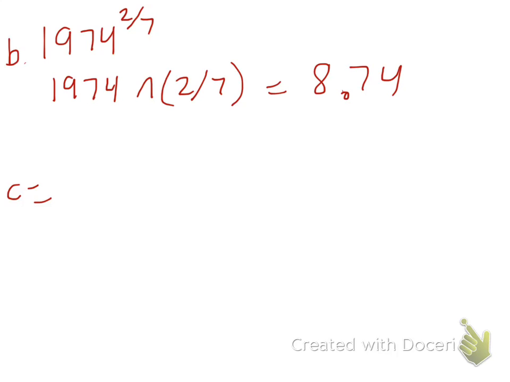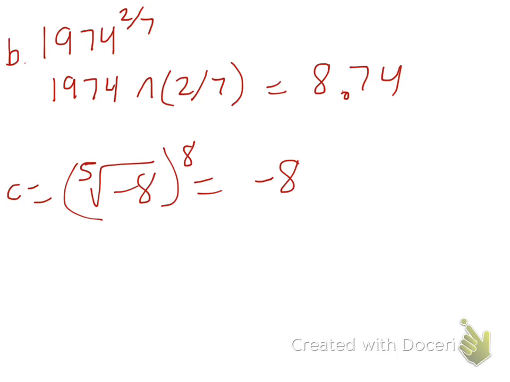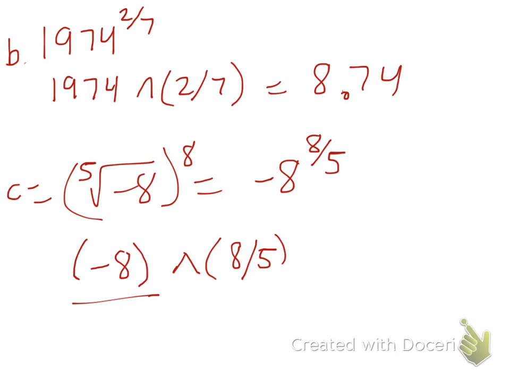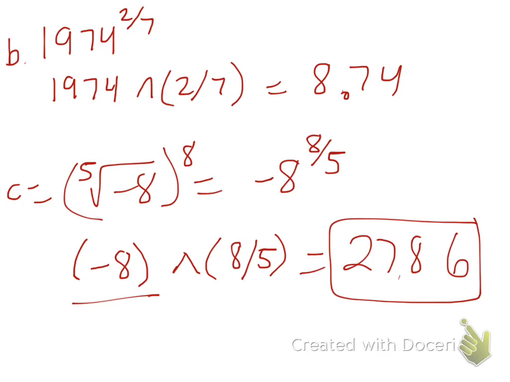Now the same thing. Negative 8 here, and then we have a 5 there and an 8 outside. How do I rewrite this first of all? Negative 8 to the 8 over 5. How would I put this into the calculator? Parentheses. Why did I have to put this in parentheses? It's a negative. Very good. If not, it totally gives you the wrong answer. 27.8656. Alrighty, super easy.